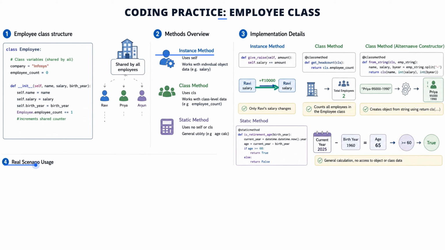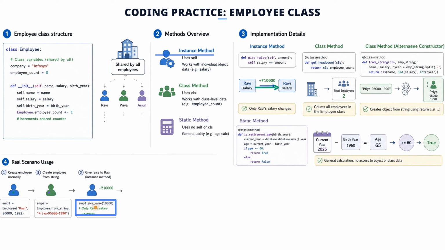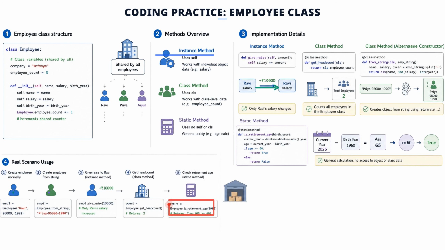Let's see how we use these in a real scenario. First, we create Ravi normally. Second, we create Priya using a from string class method. Third, we call giveRaise on emp1, which only affects Ravi. Fourth, we call getHeadCount on the class itself, returning 2. And fifth, we check the retirement age, again calling it directly on the employee class, which simply runs our math and returns true.